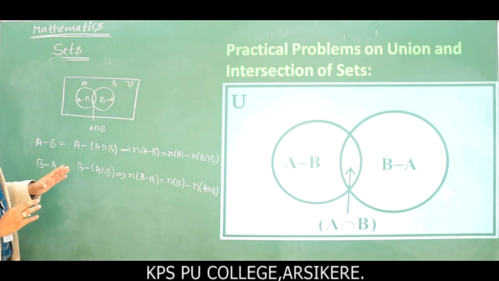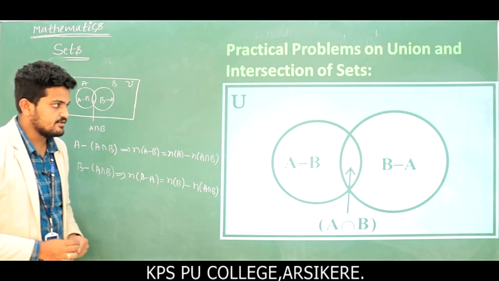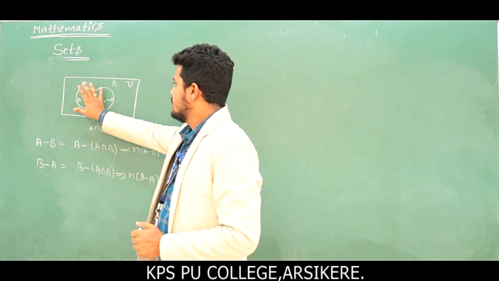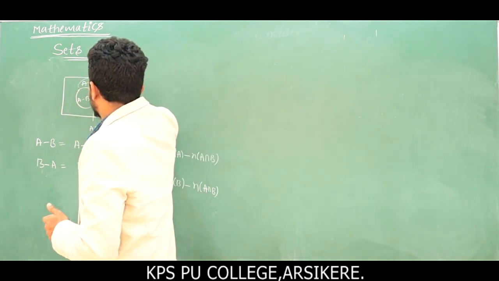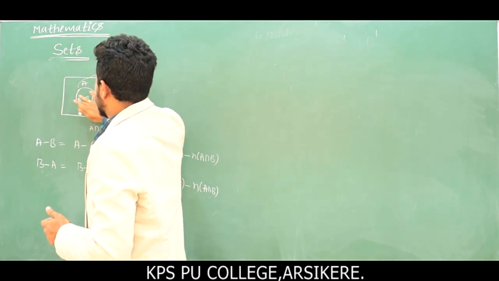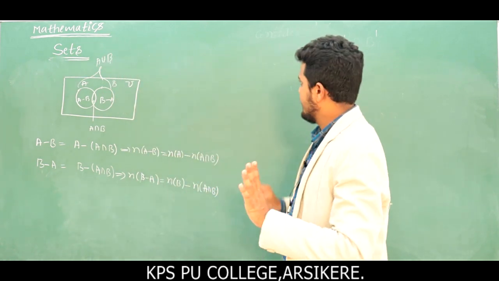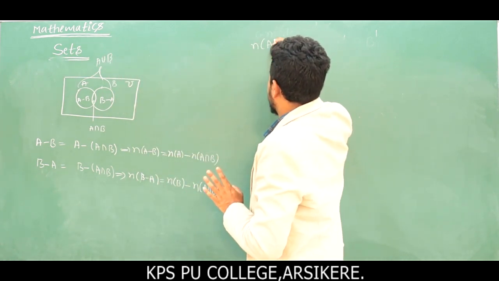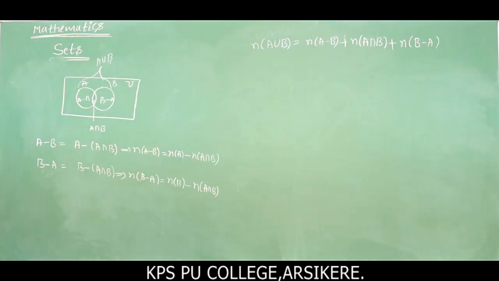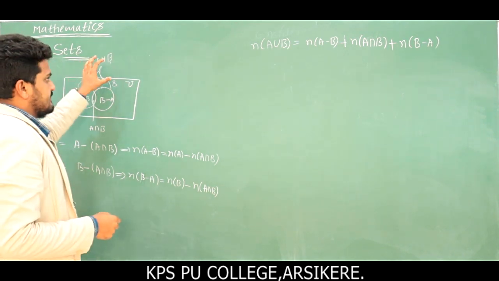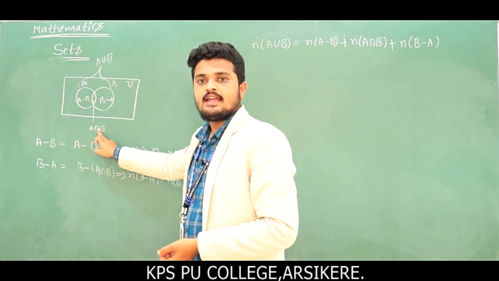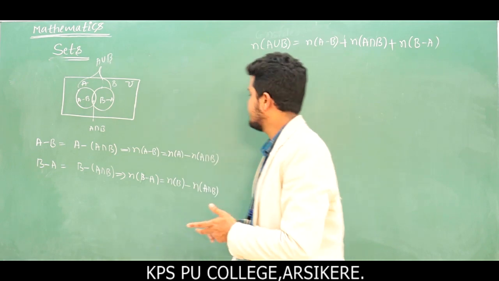But I want to find the value of n of A union B. Then how to write n of A union B? Using this diagram, this total area is A union B. So observe the diagram. If I want A union B, we should add n of A minus B, n of A intersection B, and n of B minus A.